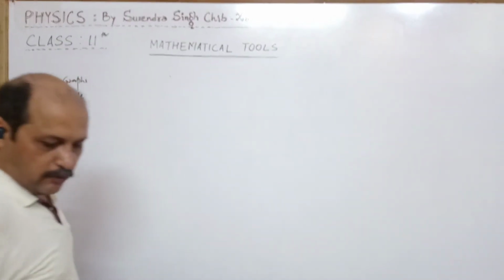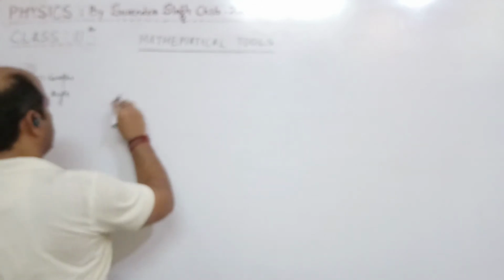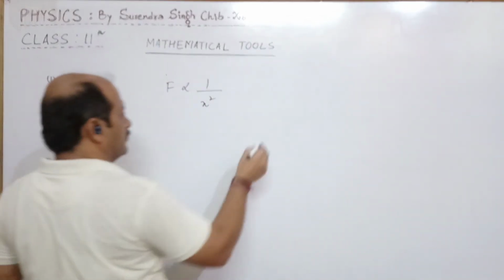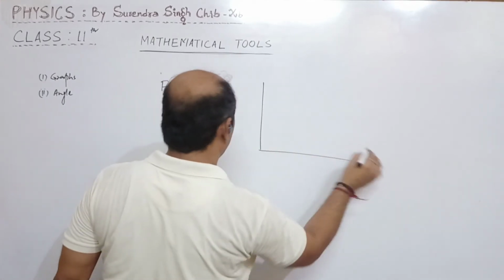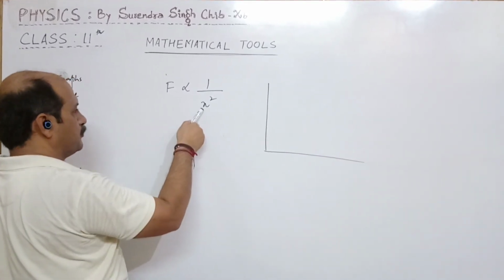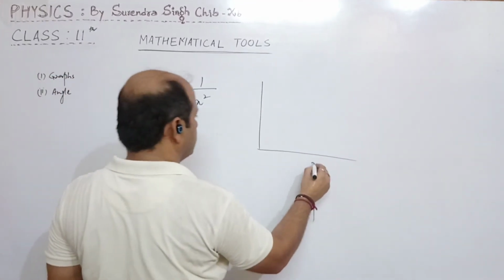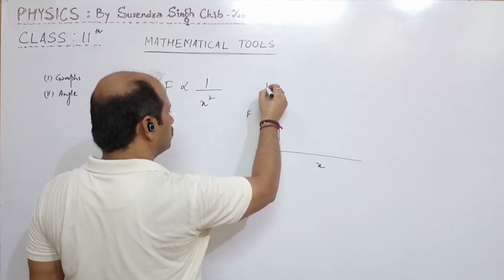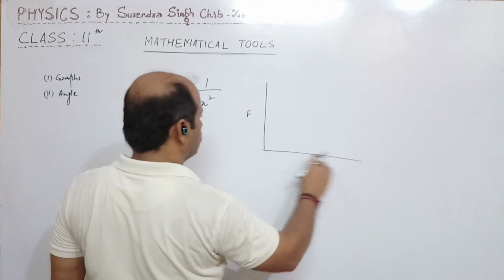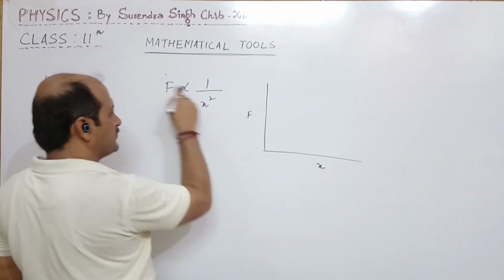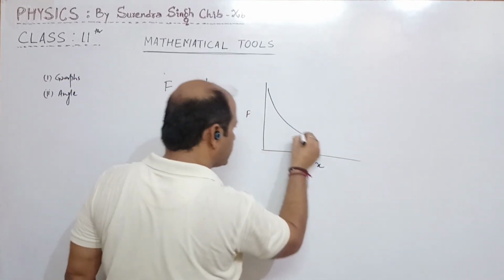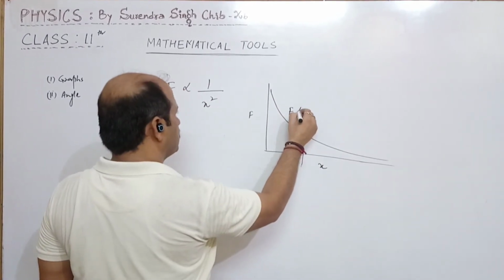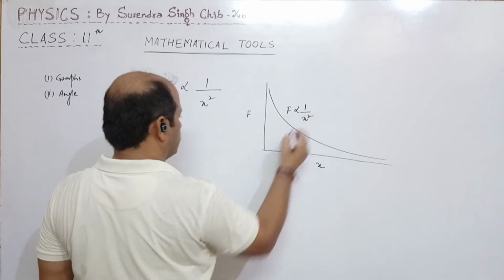Now, for example, take some quantity, for example force is inversely proportional to distance. Inversely, so what will its graph look like? Force is inversely proportional to the square of the distance. So if this is distance and this is force, what will its graph be? As the distance increases, force decreases. So yes, and it will not touch this axis. Here force is inversely proportional to the square of the distance.